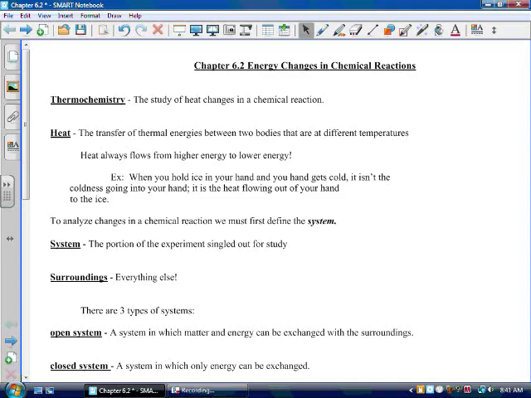Now, in chemical reactions, we start studying a certain aspect. There are a lot of things you can study, but we single out a certain part that we're going to study, and we call that the system. The system is the part of an experiment that is singled out for study. For example, in a chemical reaction, the system would be the chemicals in the solution, or generally the chemicals taking place in the reaction. The solution, the water, the flask, the air around it, all that would be considered the surroundings.